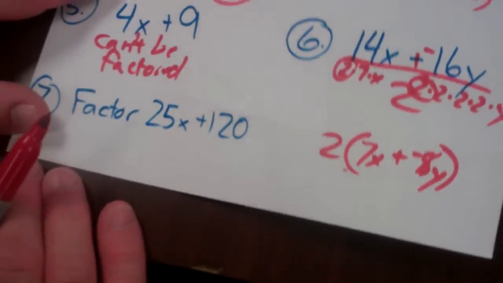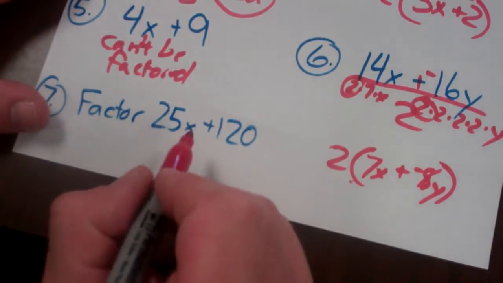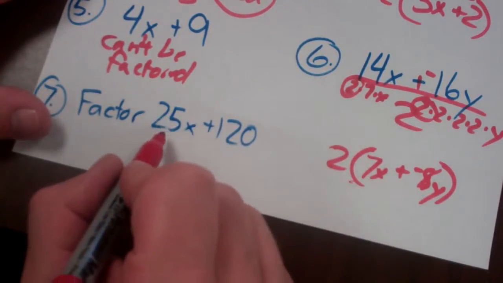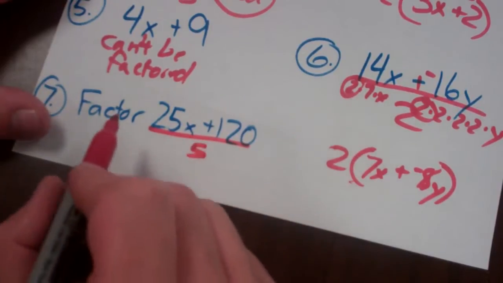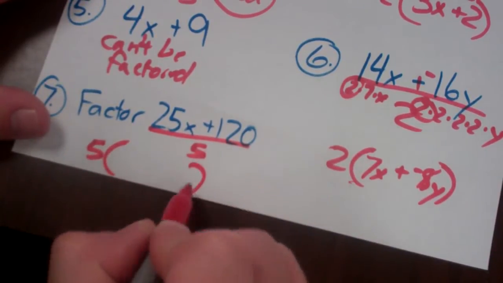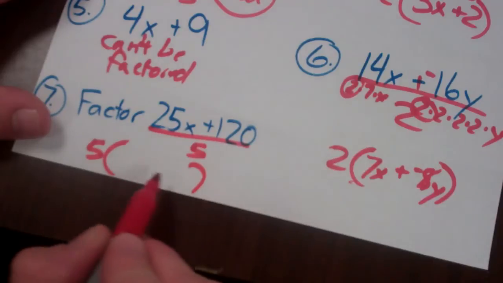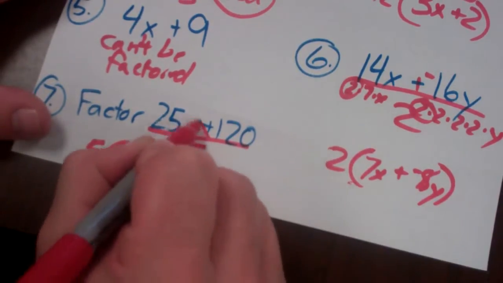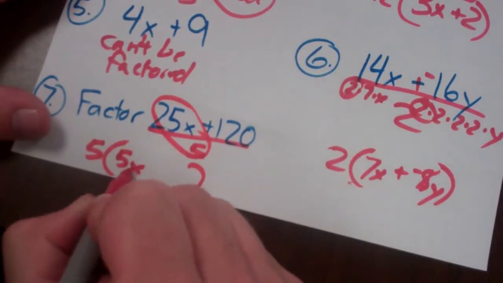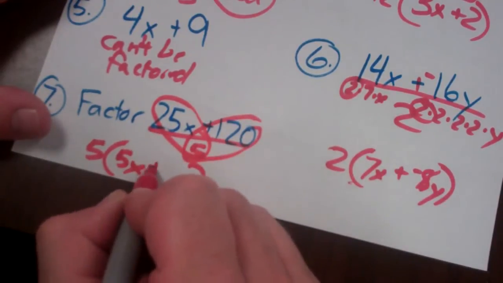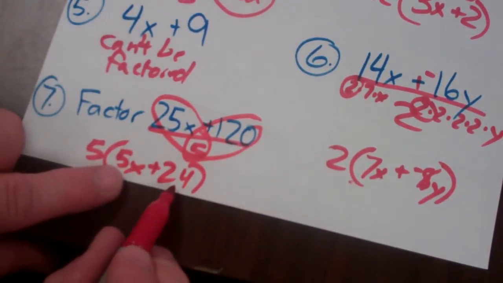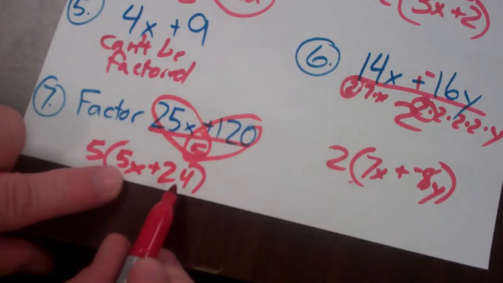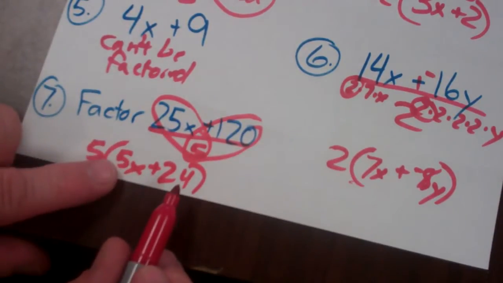All right, so let's try this one. Factor one more. 25x plus 120. I see that 5 will come out of both of them, so let me divide the entire thing by 5. And then we'll see if something else can come out of them. So when I divide this one, I get 5x. When I divide this one, I get 24. Look back at 5x and 24, they are relatively prime. We have that thing factored.